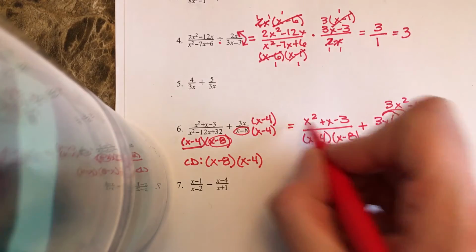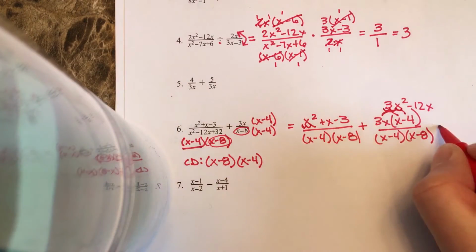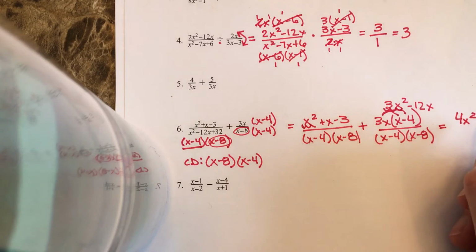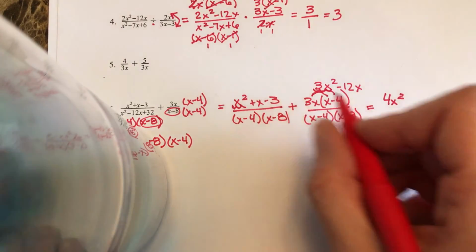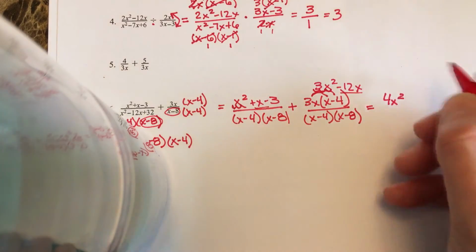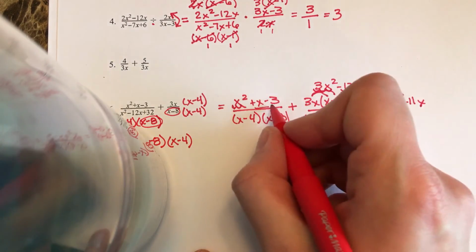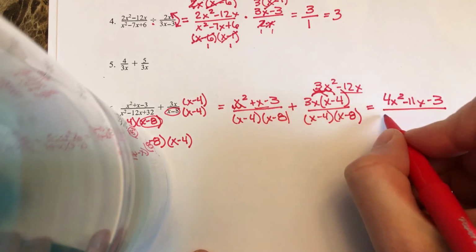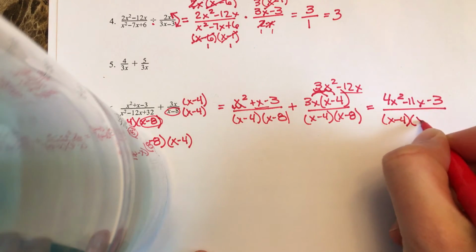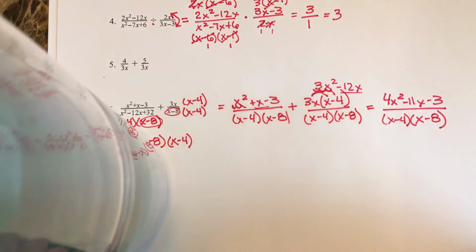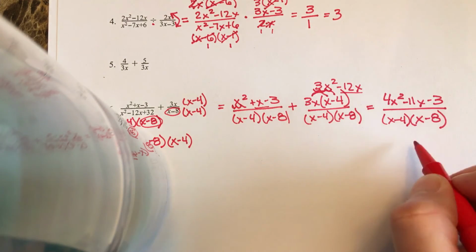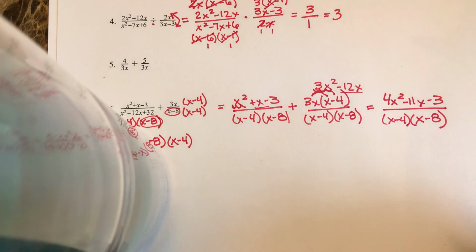At this point now, I can combine my like terms. So I have x squared plus 3x squared. That gives me 4x squared. And then I have x minus 12x, that would be negative 11x, minus 3 over x minus 4 times x minus 8. And there's my final answer. I've combined my like terms. It's always a good idea to look to see if you can reduce anything here. For this problem, I'm not going to be able to, but my final answer would be 4x squared minus 11x minus 3 over that common denominator that we got at the start of our problem.